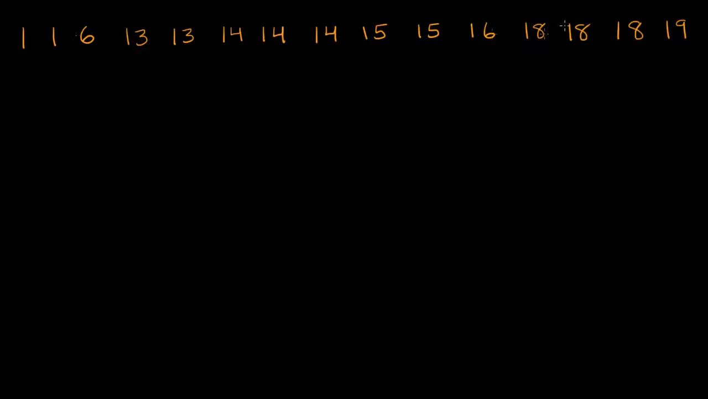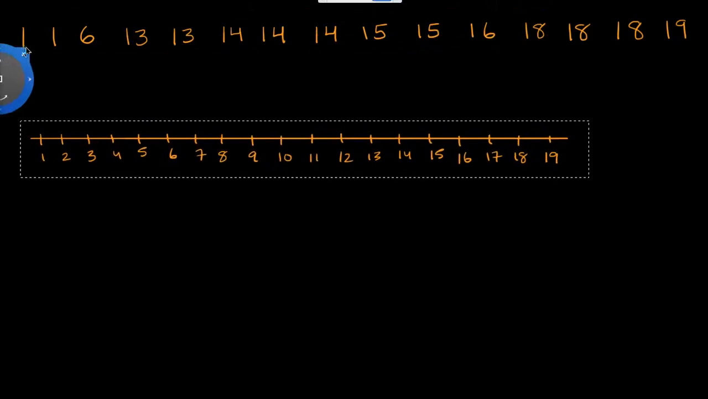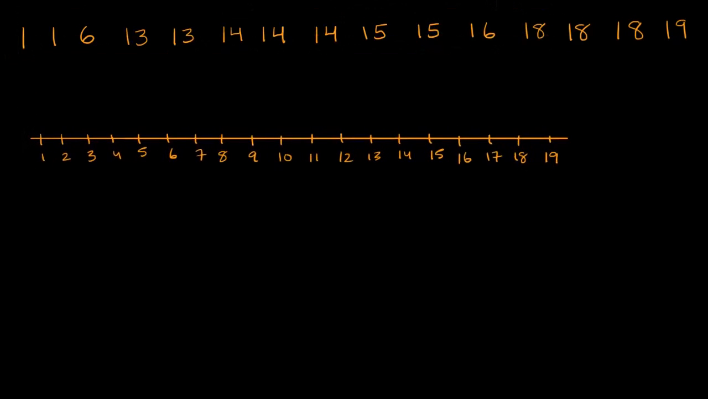We have a list of 15 numbers here, and what I want to do is think about the outliers. And to help us with that, let's actually visualize the distribution of actual numbers. So let us do that. So here on a number line, I have all the numbers from 1 to 19.